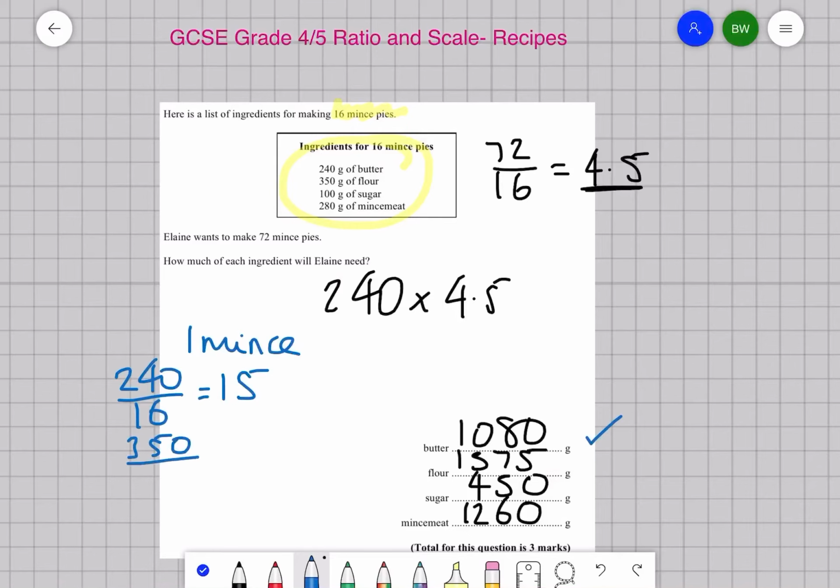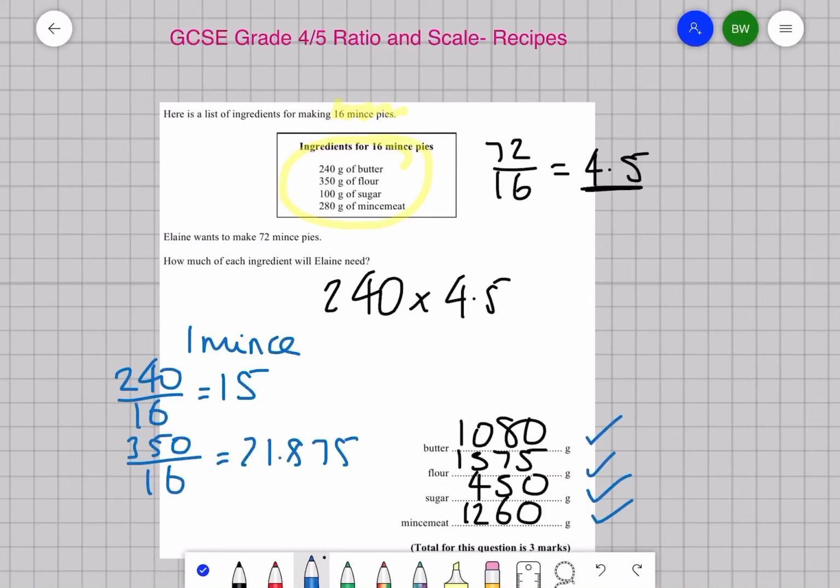So 350 divided by 16 gets me 21.875. And I'm going to times that by 72 now. And that gets me 1575. I'll do the same. 100 divided by 16 gets me 6.25. Times that by 72 gets me 450. 280 divided by 16 gets me 17.5, which I'd need for 1. Times that by 72, 1260. So I know that they're correct.